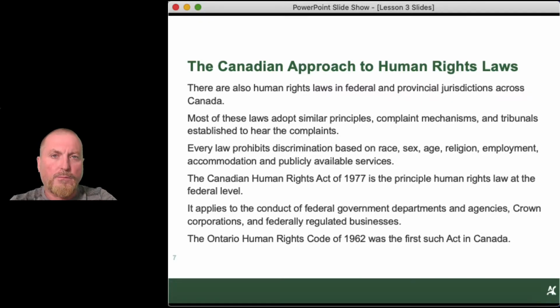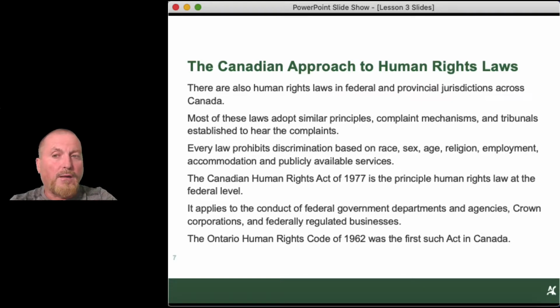So we had the international approach to protecting free speech, and now we have the Canadian approach to human rights laws, which also profiled free speech. Most human rights laws in federal and provincial jurisdictions across Canada address free speech, and they adopt similar principles, complaint mechanisms, and tribunals established to hear the complaints against human rights.